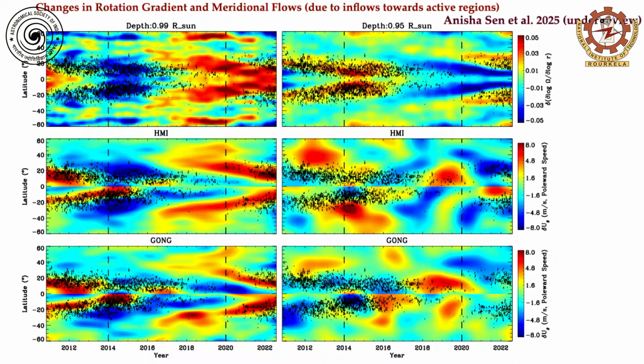Now the theory has to explain why a lot of active regions appear when there is a lot of flow driven towards the active regions, and why they cause the change in the rotation gradient. Rotation is the east-west flow, whereas the meridional flow is north-south. A change in north-south flow causes this change in the gradient of rotation.